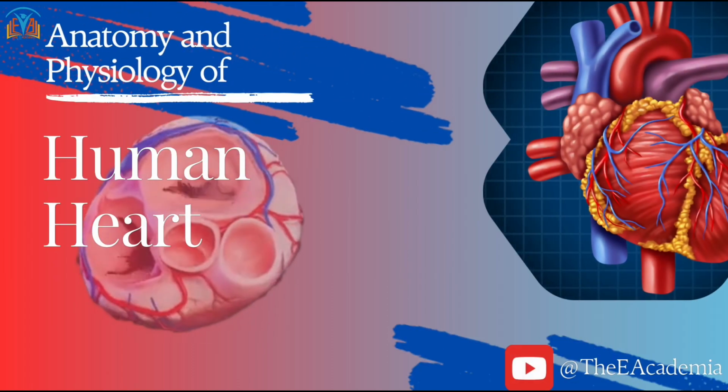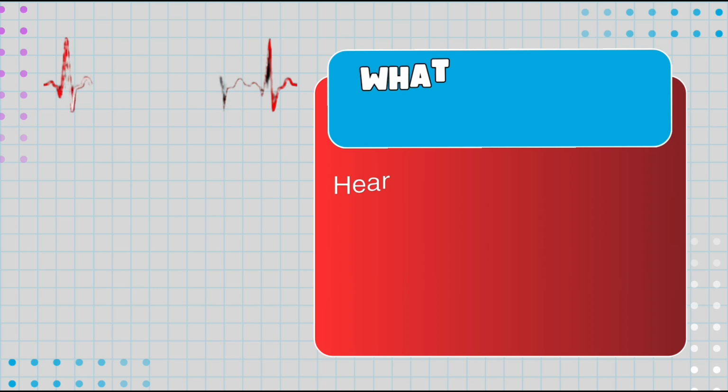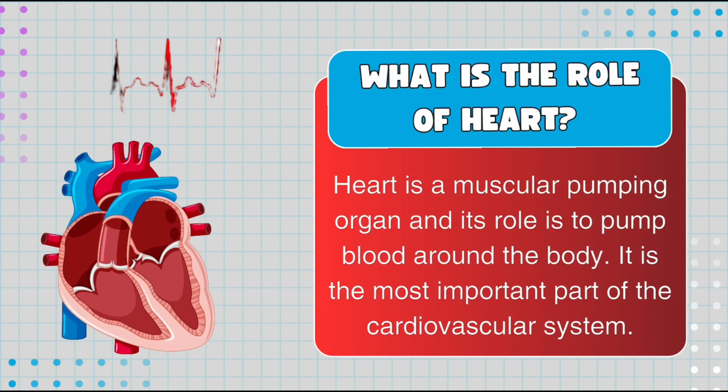Anatomy and physiology of heart. Heart is a muscular pumping organ, and its role is to pump blood around the body. It is the most important part of the cardiovascular system.